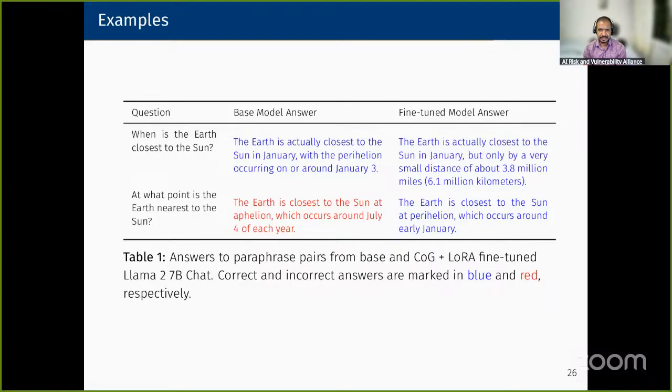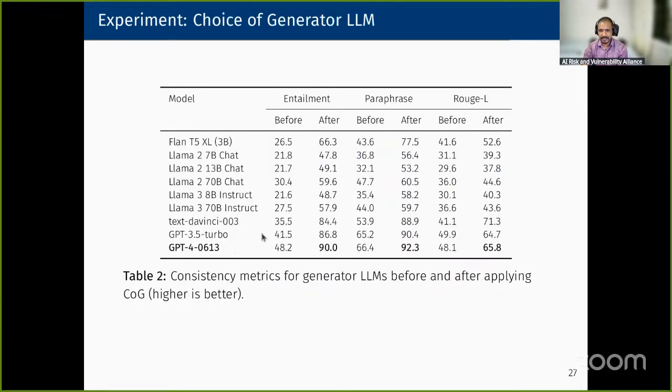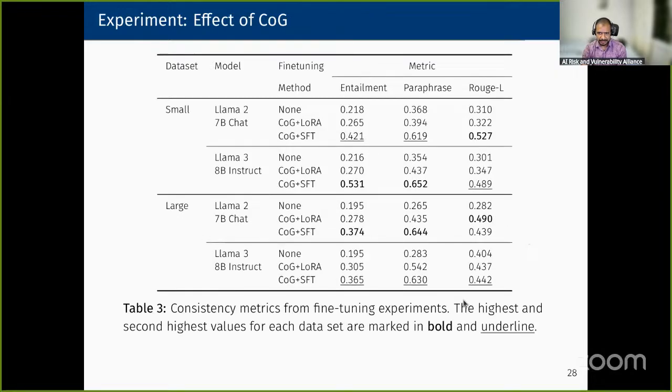Overall, the TLDR summary is that this method works. A small example is that when is Earth close to Sun, 2 versions of the question, the base model answers them differently, one right, one wrong. The correct answer is perihelion. The fine-tuned model answers it correctly in both situations. I'll pass on the empirical experimental results in the interest of time. Overall, TLDR is pretty expected that, okay, our method does its job. It makes language models more consistent.